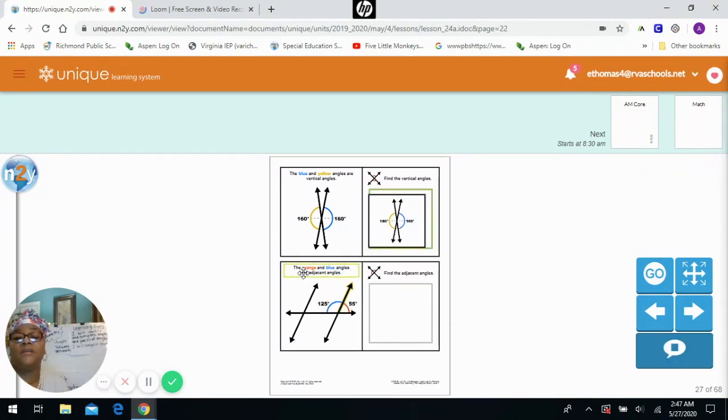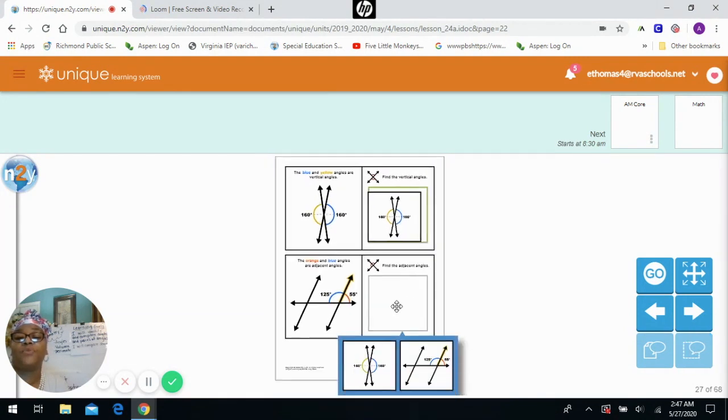And the orange and the blue angles, okay, adjacent angles. They are not the same. You see how one has 125, other one has 55. So which one is that representing? Good job.